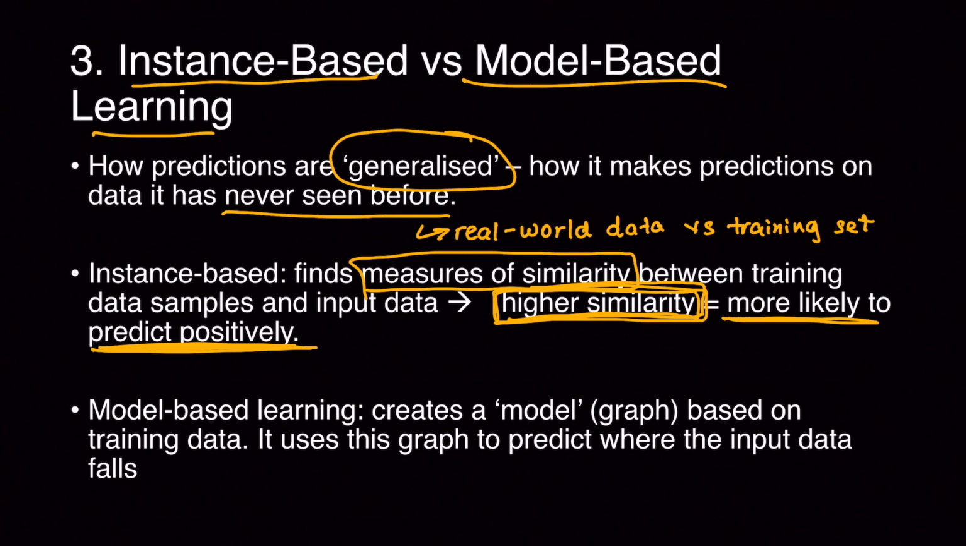Model-based learning, on the other hand, creates a "model", and I've put that in speech marks just to differentiate from our previous definition of model. Here, a model just refers to the shape of the graph. It creates a model based on the training data, and it uses this graph to predict where the input data lies on whatever the shape of the graph is. So I'll cover an example quickly to help you understand model-based learning.